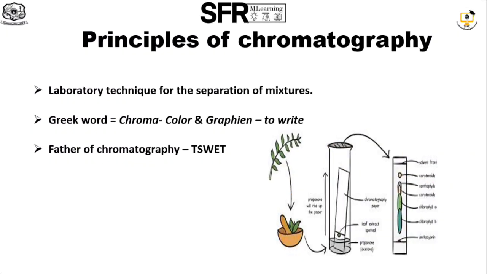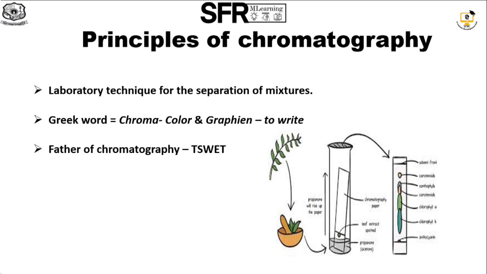Principles of chromatography. Chromatography is an analytical technique commonly used for separating a mixture of chemical substances into its individual components so that they can be thoroughly analyzed. It is used for the separation, purification and testing of compounds. The term chromatography is derived from Greek words: chroma means color and graphein means to write.